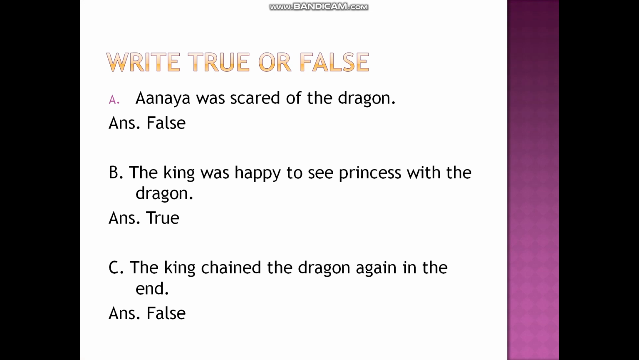The king was happy to see the princess with the dragon. Was the king happy or was the king angry? The king was happy. So this statement is true. Now see, the king chained the dragon again in the end. Did the king chain the dragon? No, the king let the dragon free. So this statement is false.